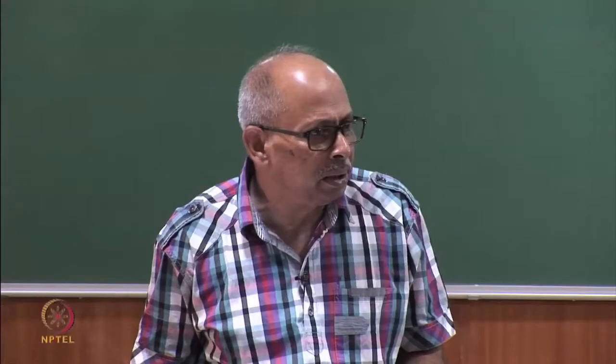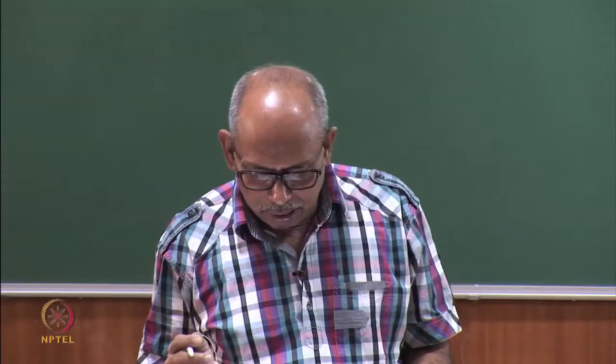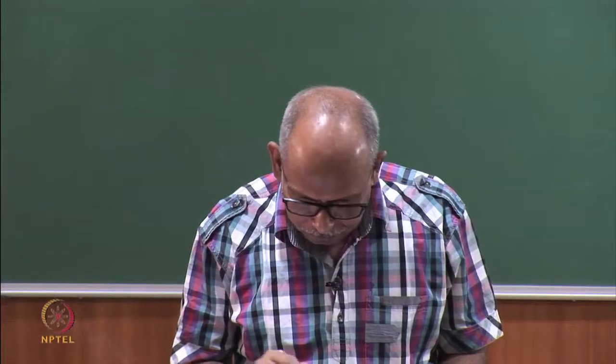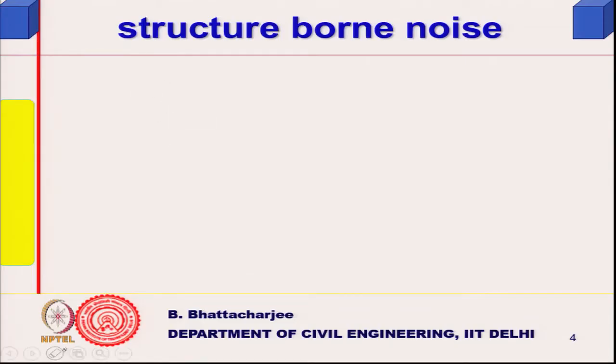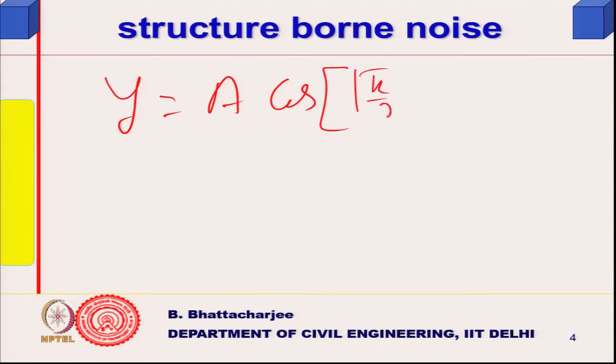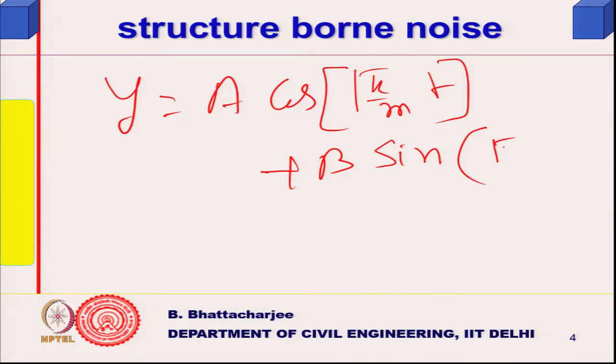Is there any problem in this? It is pretty simple. Let me just do it again if you are not comfortable. I am saying y equals a cos under root k by m t plus b sin under root k by m t, that is right.